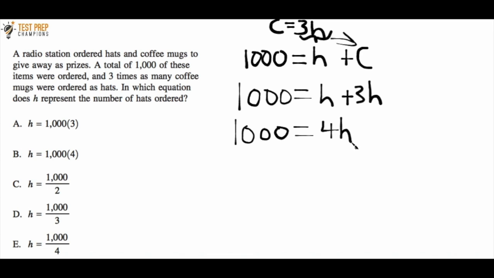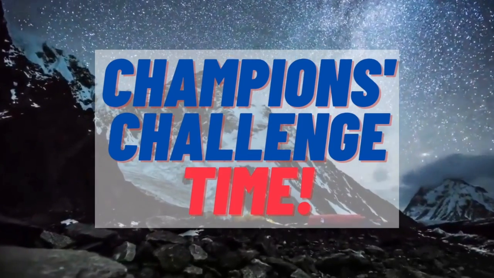Now, if I have 4 times H and I just want H, what do I do? Well, if it's 4 times H, I do the opposite of times, which is division. So if I divide by 4 on one side, I also have to divide by 4 on the other side. These 4's cancel out, and I'm left with 1,000 divided by 4 equals H. So E is the right answer here. Hopefully that makes sense.